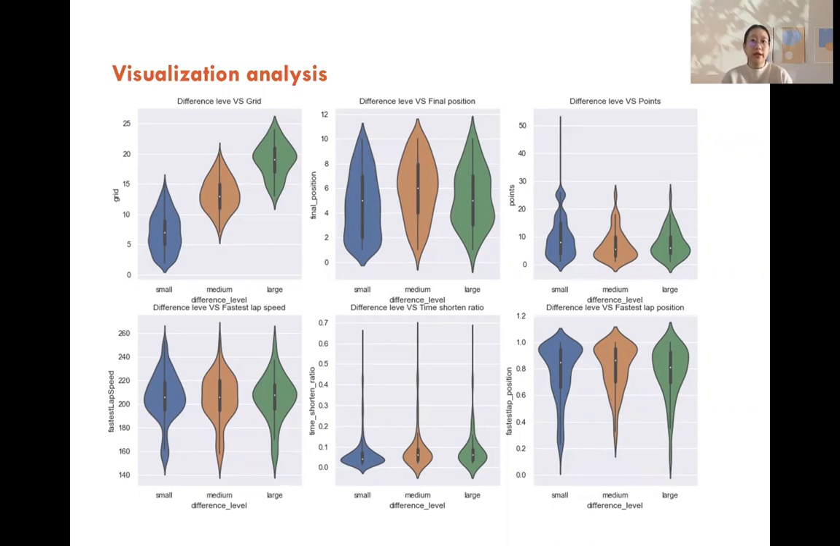For example, the time shortened ratio in picture 5 of the three difference levels is all concentrated in 0 to 10%. However, the probability distribution of medium and large above 10% is significantly more than that of the small.